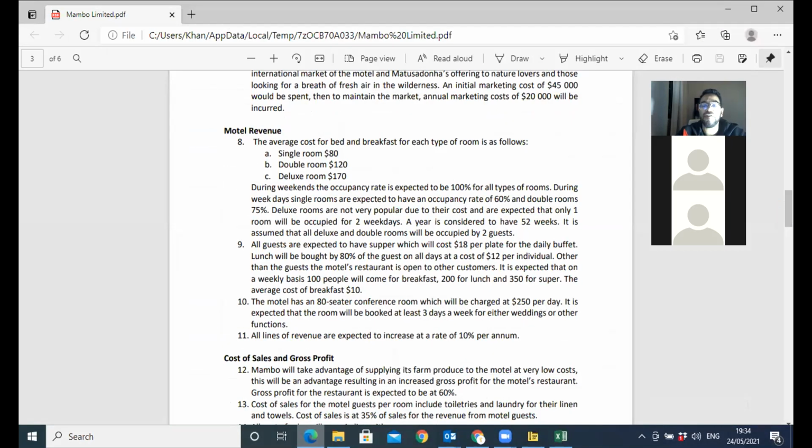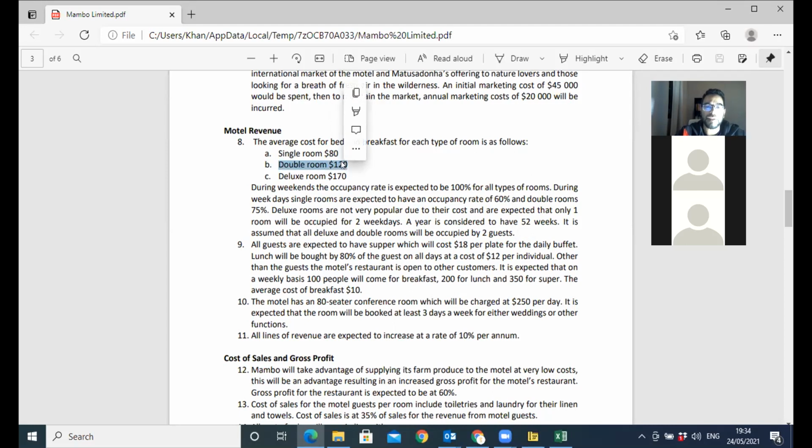So where they confirm it is over here. Where did I see it? In point number 8, the last sentence, it says, it is assumed that all deluxe and double rooms will be occupied by 2 guests. So you can assume that this is per person. Okay, they should make it clear. They're not making it clear, but you can only assume. It does not make sense to charge $80 for one person. Well, it could be like that.